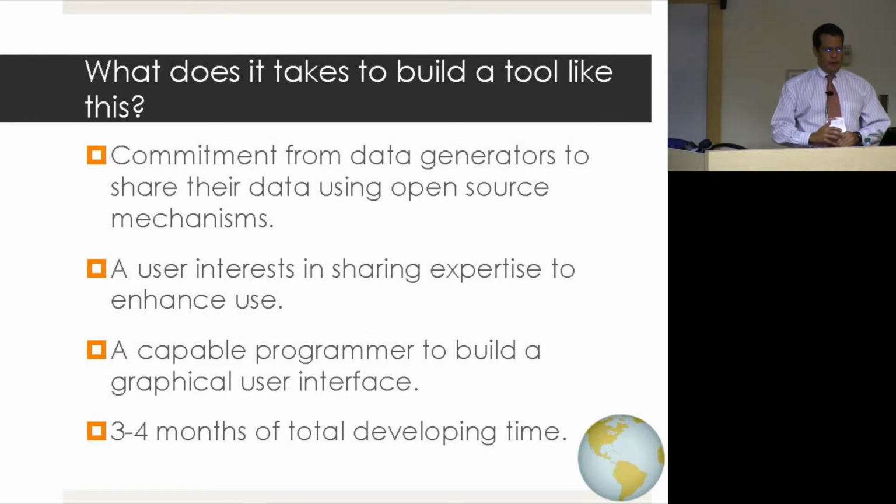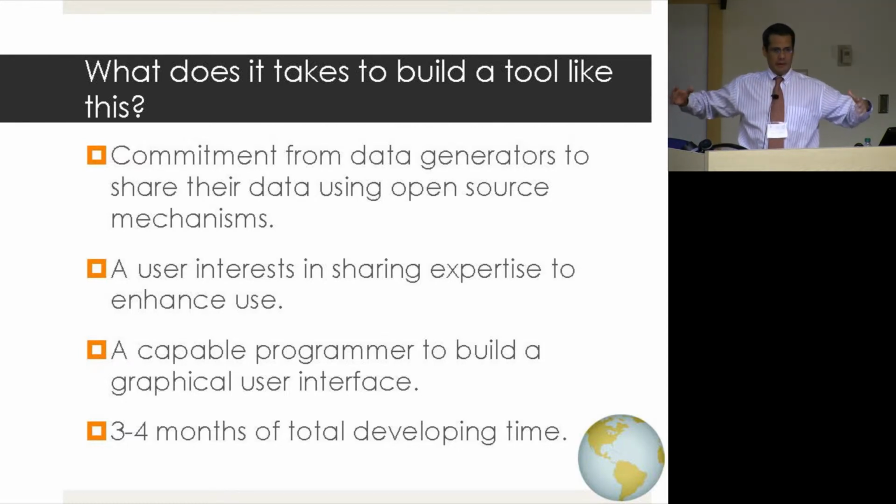When we talk about this, sometimes it sounds like this is easy. It is not. It needs lots of commitment. First, you need commitment from the data generators to share their data using open source mechanisms. That's hurdle number one. Here we were lucky. The AgMIP team has this willingness to share the data, and they have been working with open source mechanisms. It was easy to communicate, not easy to get to the final product, but easy to start the communication.